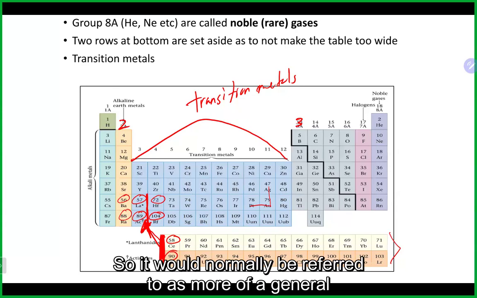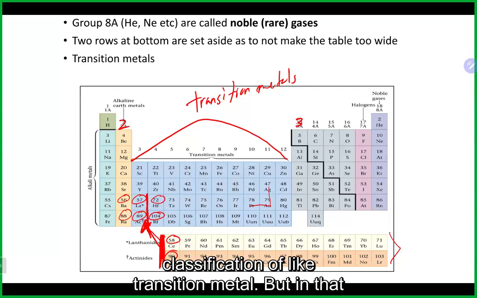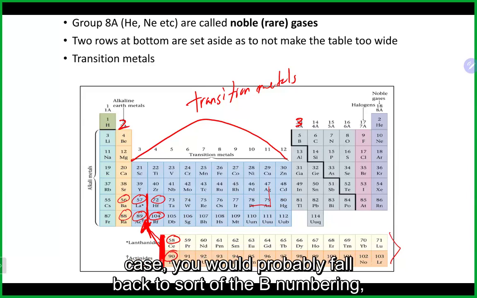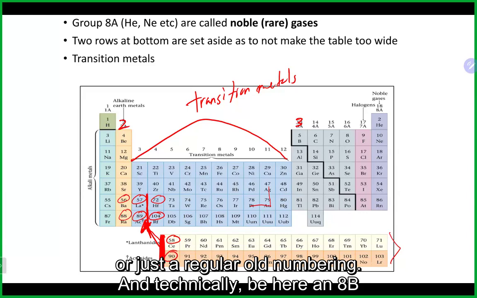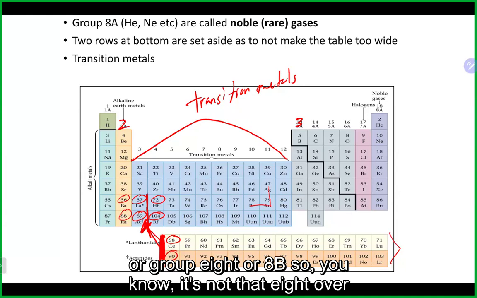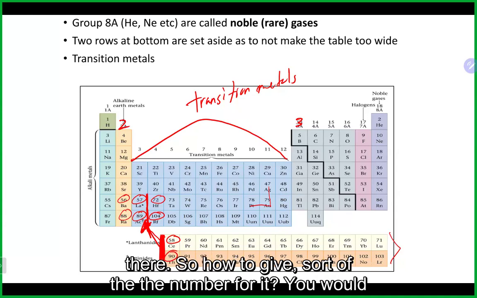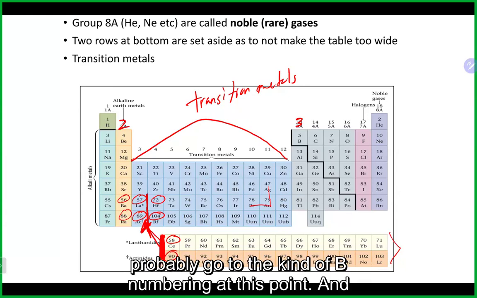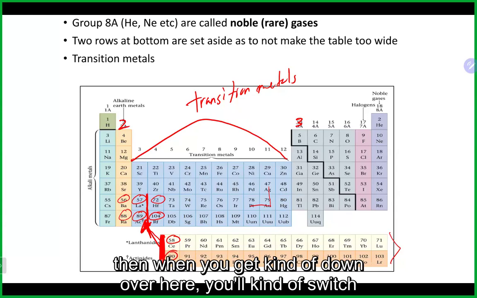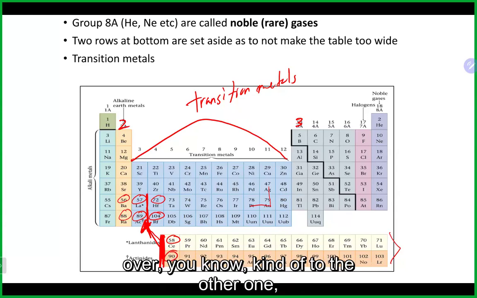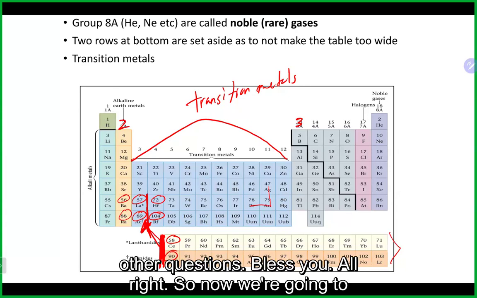It would normally be referred to as more of a general classification, like transition metal. But in that case, you would probably fall back to the B numbering, and technically it would be here in 8B, or group 8B. So it's not that 8 over there. To give the number for it, you would probably go to the B numbering at this point. And then when you get down over here, you switch over to the other one. So like that, yeah. Other questions?